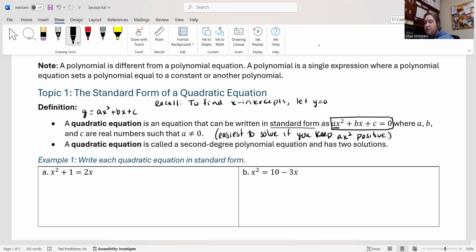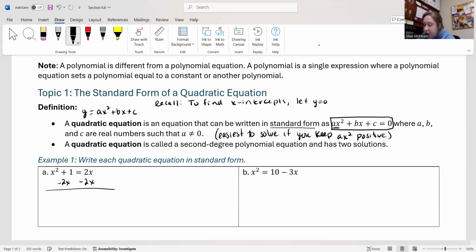So the first thing we want to do is put each of these quadratic equations in standard form. So we want to set this equal to 0. And again, when it comes to solving, it's always easiest if you set it equal to 0 such that the squared term stays positive. It just makes it a little easier to work with. Okay, so I've got x squared plus 1 equals 2x. Well, to put this in standard form, I need to set it equal to 0. And my x squared term is already positive, so it's going to be easiest if I just move the 2x. Well, 2x is positive. To move it to the other side of the equation, I just need to subtract it from both sides.